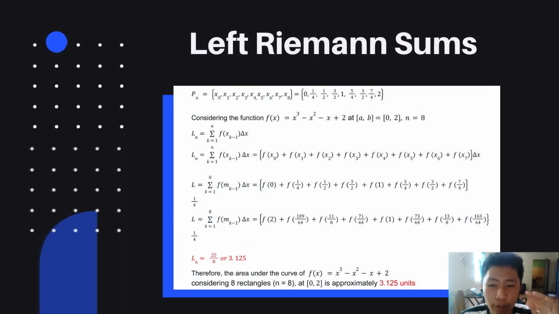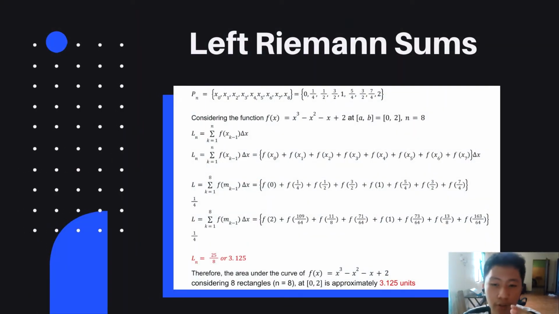Now, solving for the area with the concept of left Riemann sums, we need to use the partition points to determine the values of x and y, because the concept of finding the area is just like the length and width of a rectangle. We also need to know the step size, which is 1/4.